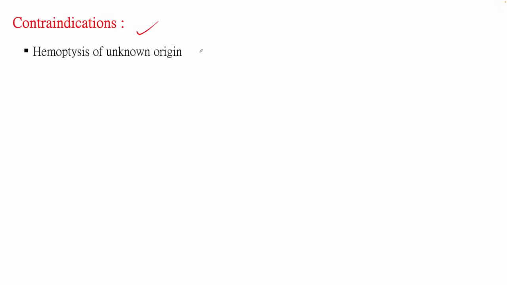Now we will discuss the contraindications, the conditions in which you should not go for it. First is hemoptysis of unknown origin. So if you find that the patient is coughing up blood, in that case you should not go for spirometry. Pneumothorax, when there is a collapse of the lung, because at that time the patient won't be able to hold the breath. Unstable angina pectoris, because it can even lead to many cardiovascular conditions.